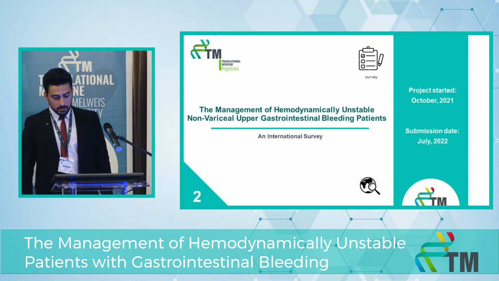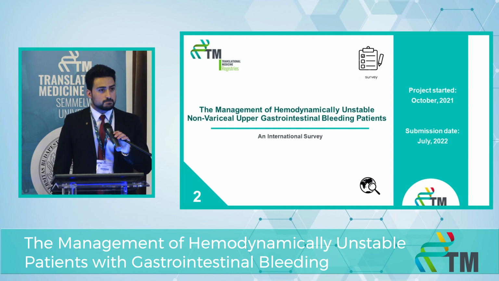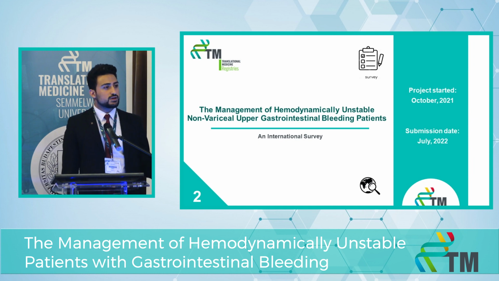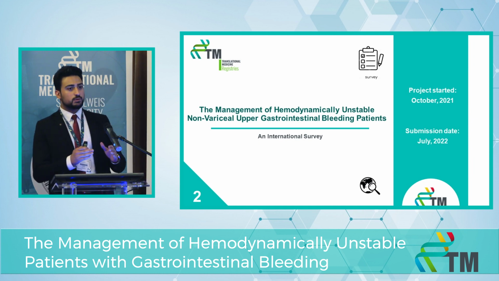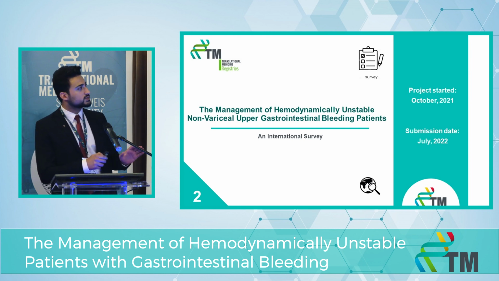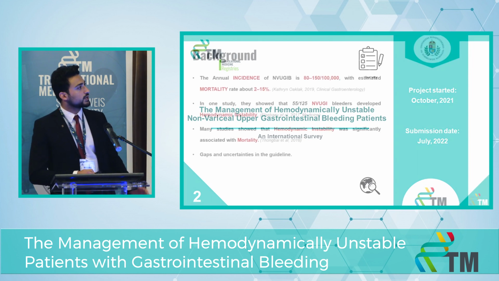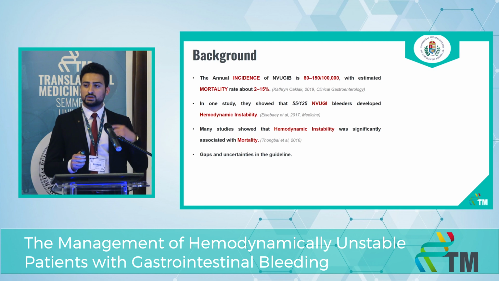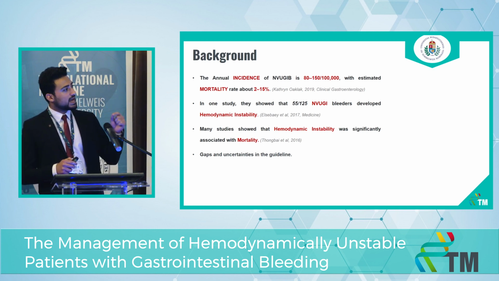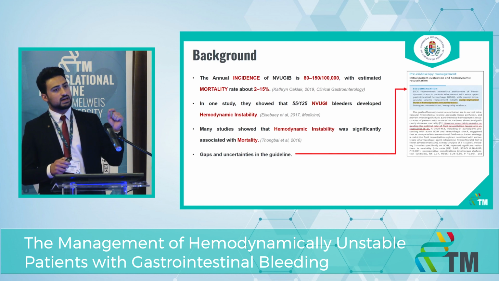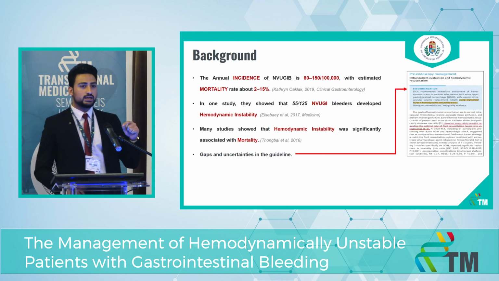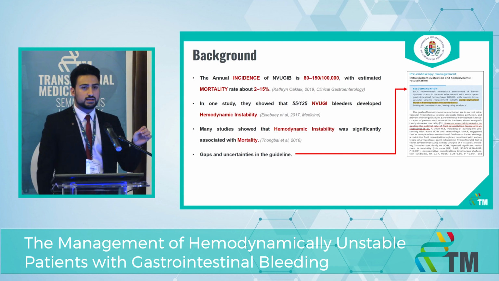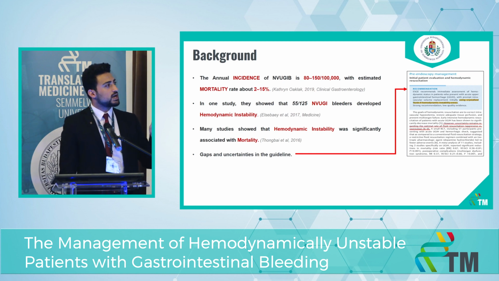My second project is going to be an international survey about the management of hemodynamically unstable patients who have non-variceal upper GI bleeding. So we narrowed our population to only those who come with non-variceal bleeds, because variceal bleeding is a different story. My background about this topic is almost the same as the first topic, but what I would like to add here is that there are gaps and uncertainties in the most recent update in the ESGE guideline regarding the management of non-variceal bleeders who come up with hemodynamic instability. They clearly stated that we have some uncertainties and gaps in how to treat these patients.